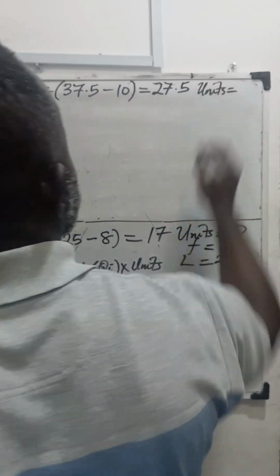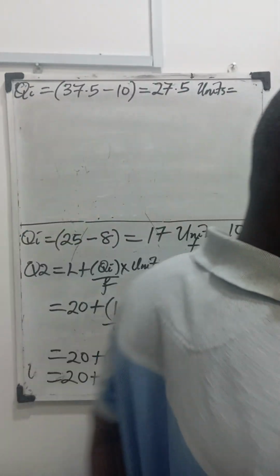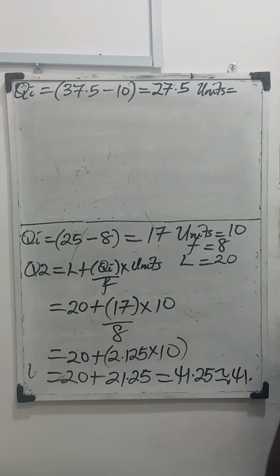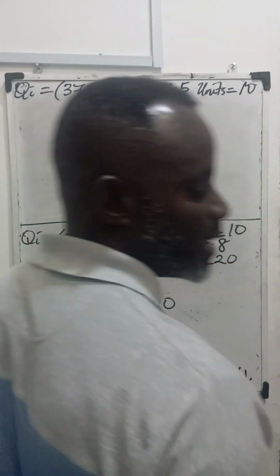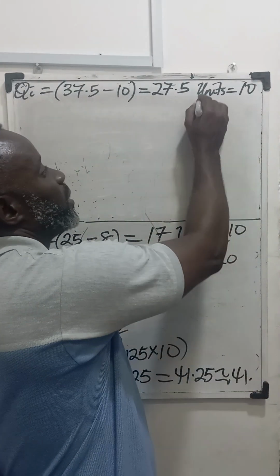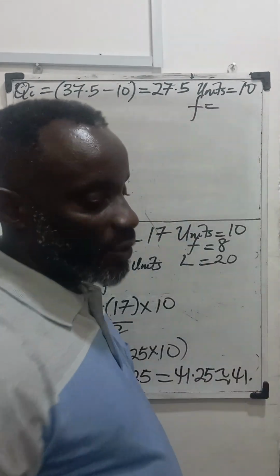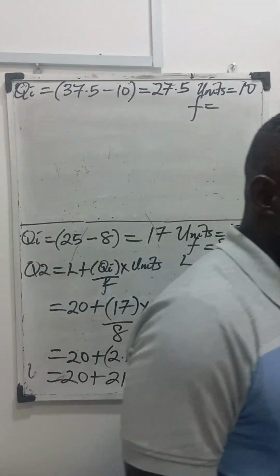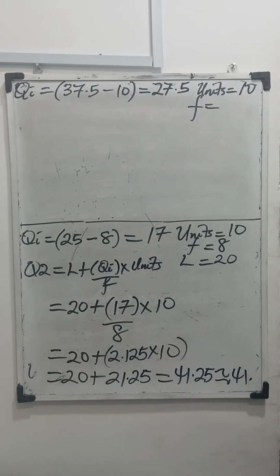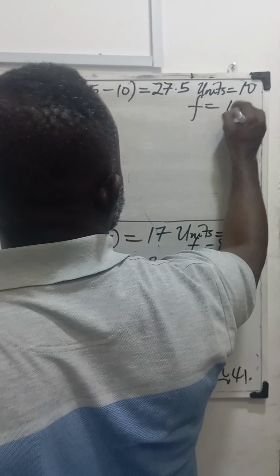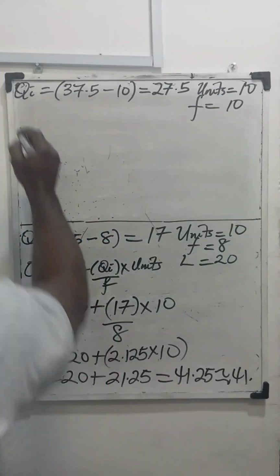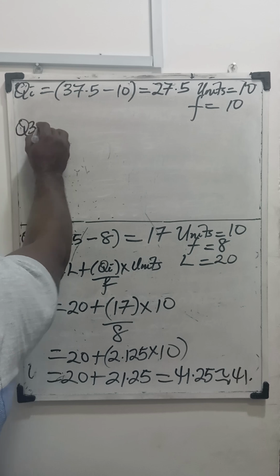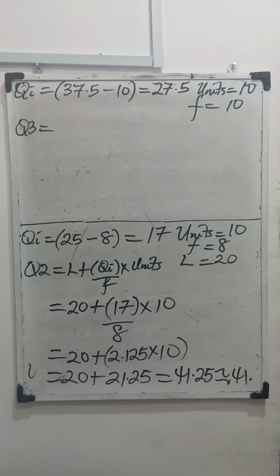What are the units? The unit is from 21 to 30, which is still 10. If you count the intervals there, it will give you 10. So then what is the frequency? The frequency is 10. Good, awesome. So let's plug in the values. We have Q3, which is the upper quartile.